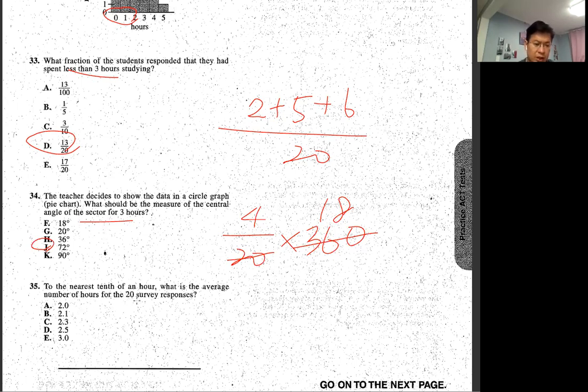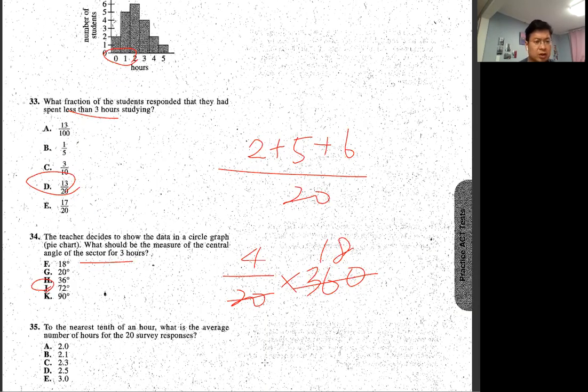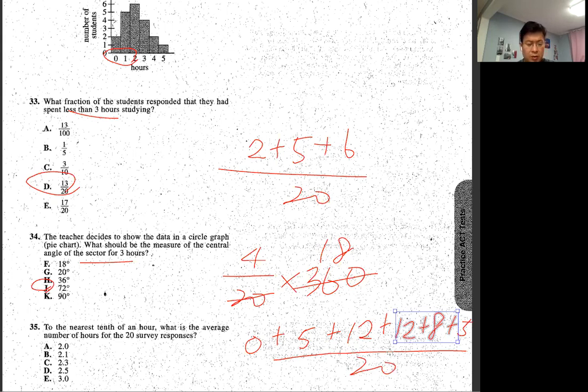To the nearest tenth of an hour, what is the average number of hours among the 20 surveyed? Average, just add it up and divide by the total. So 0 first, plus 1 hour is 5, so 5 total. 2 hours, 6, 2 times 6, 12, plus 3, 4, 12, plus 4, 2, 8, plus 5, 1, 5, and divide by 20 total.